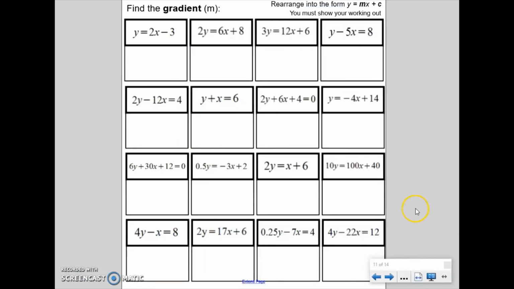Okay, so here is your next task. I've put on the screen 16 questions, 16 equations of linear graphs. For each of the equations, I just want us to practice our algebra skills, practice our rearrangement skills. And for each one, I would like you to rearrange into the form y equals mx plus c. And then I would like you to state the gradient of each linear graph. So for all 16, could you show me some working out and find the m value, the gradient? Could you pause the video now, please?